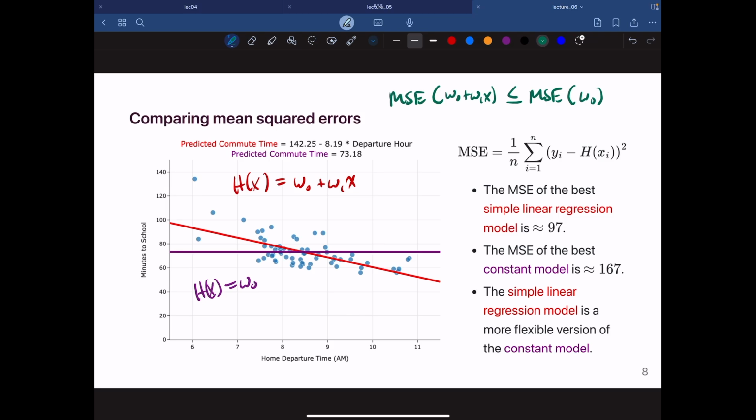Yeah, so these are things that we're doing. Remember also that the MSE of the constant model just winds up being the variance of the data set. That's another thing that we covered, and that these things always pass through X bar, Y bar at some point.